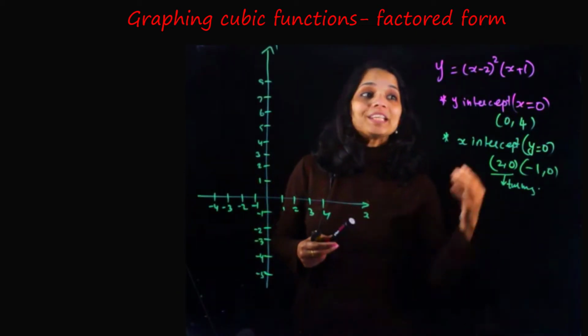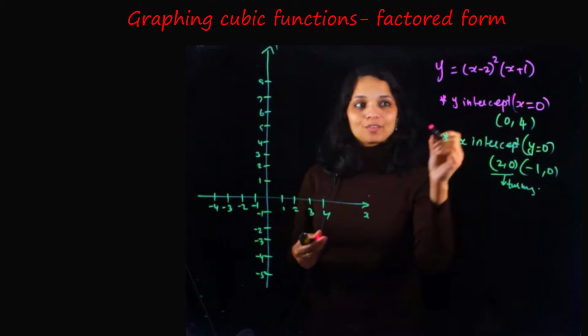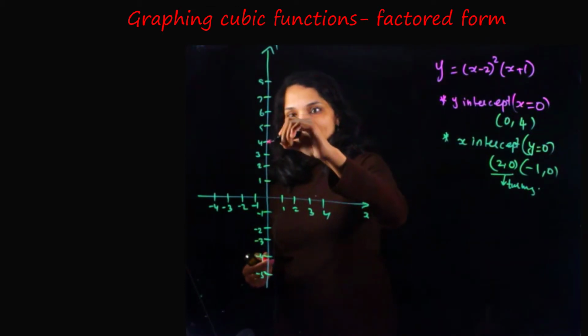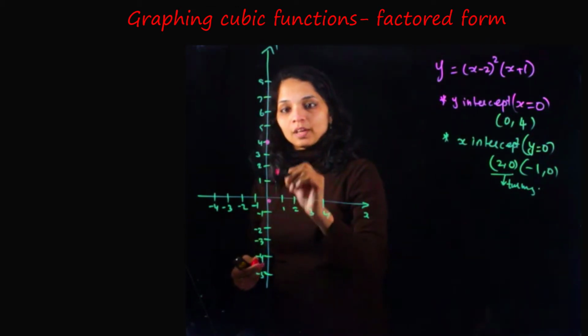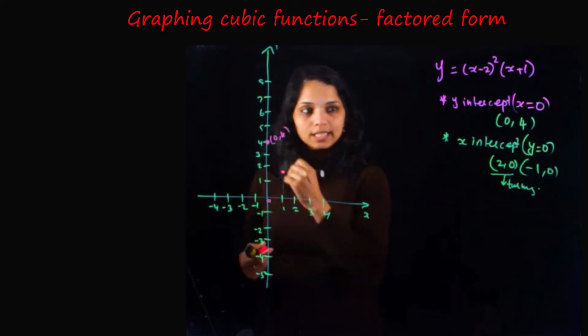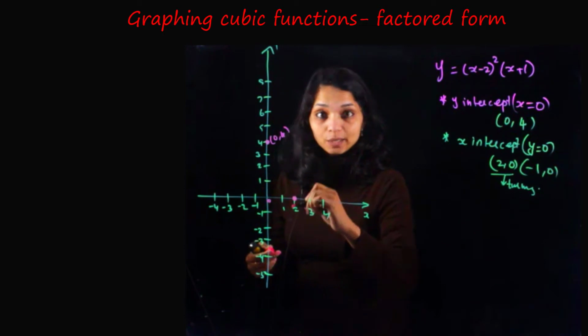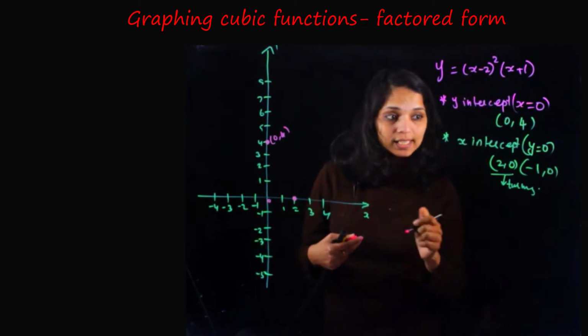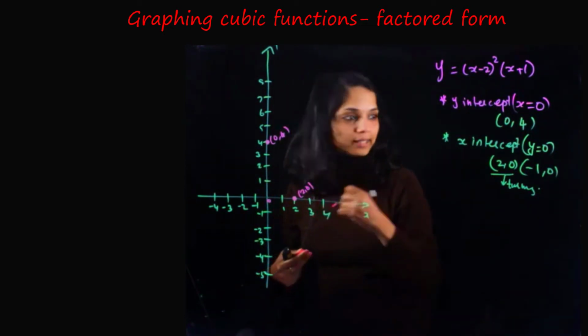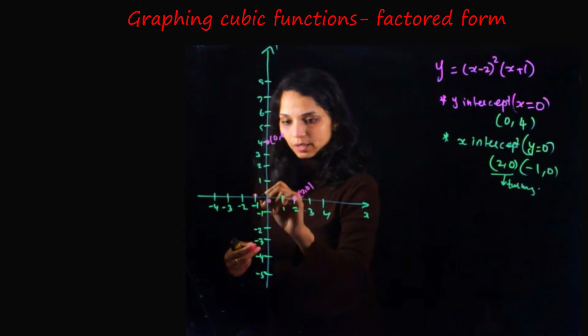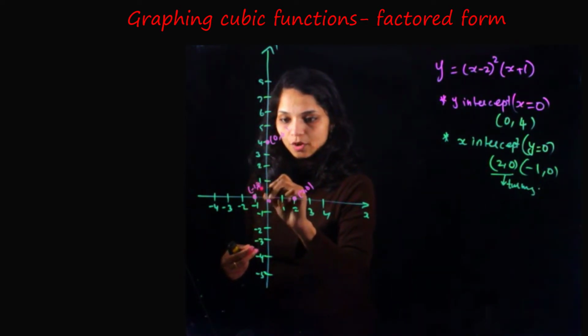Let's now put all these points onto the graph. The first one is (0, 4), the y-intercept. So that's this point. Let's put that one in here. And the other points are the x-intercepts. That's (2, 0). This is already a turning point as well, because the factor is repeated twice. And the other point on the graph is (minus 1, 0). So that's this one.